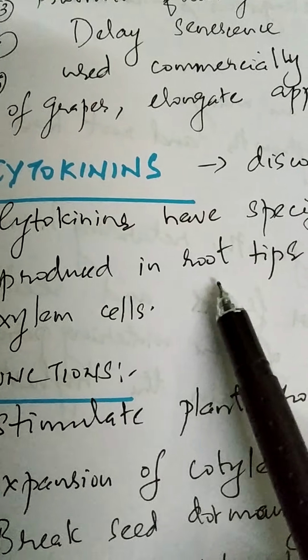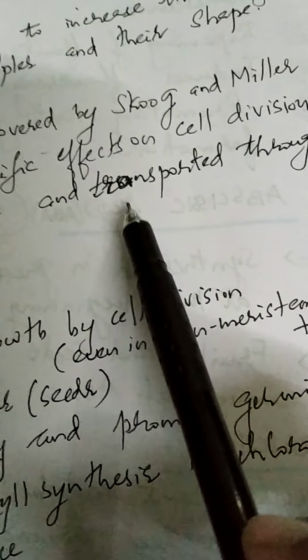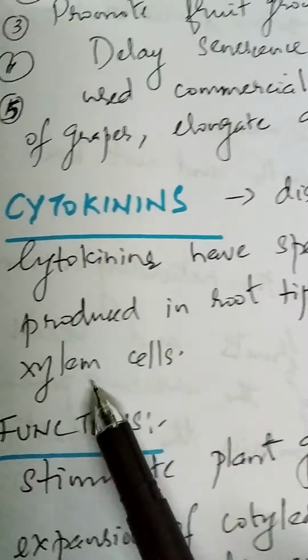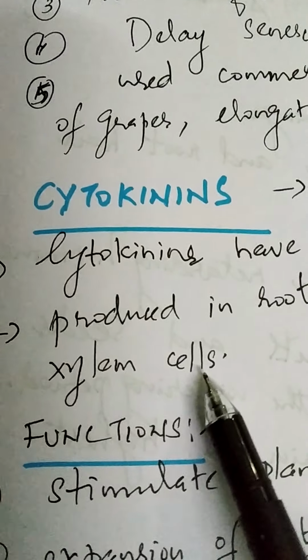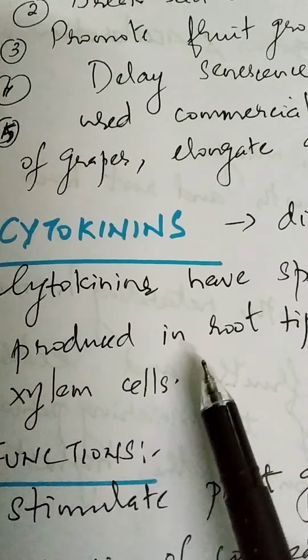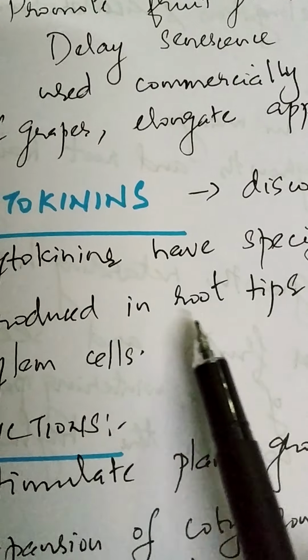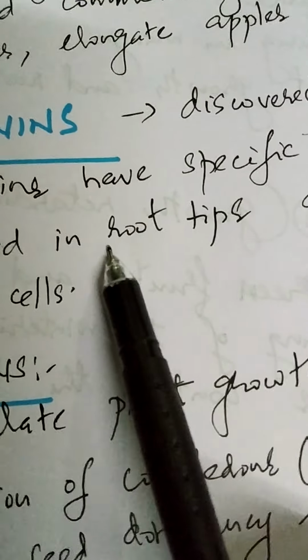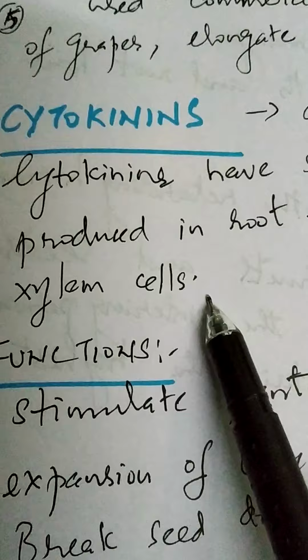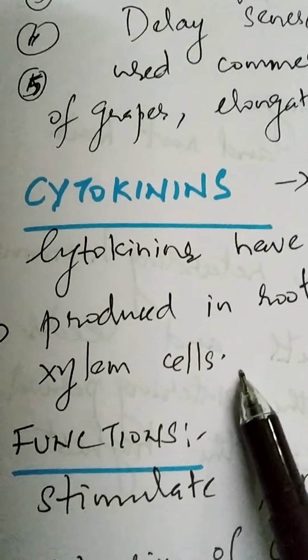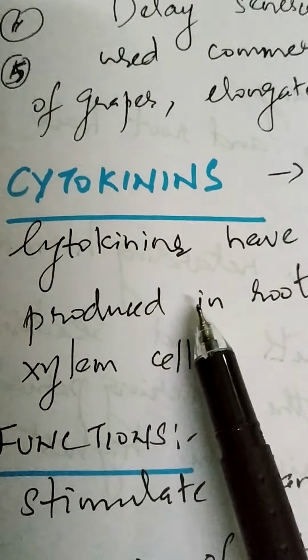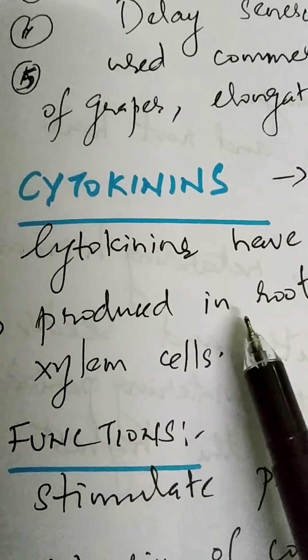And they are produced in the root tips and transported through the xylem vessels. So through the xylem cells, they are being conducted to other parts of the plant body. Even if they are produced in the root tips, the cytokinins are transported through xylem cells to different parts of the plant body. And the main role is in helping in cell division in the plants.